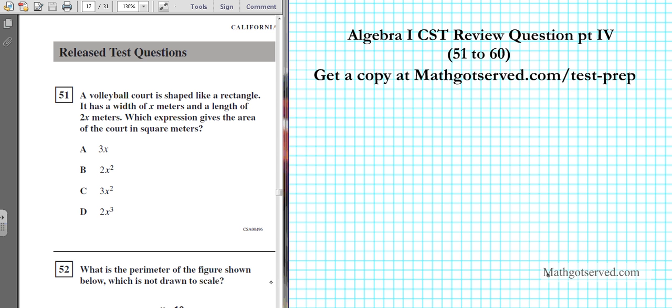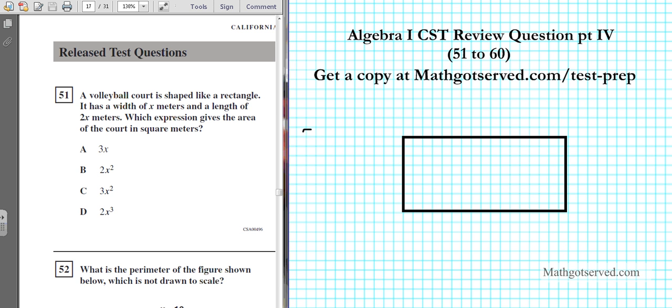So when given a verbal description of a geometric object, it's always good to make a sketch of the object and then label it so it can help us set up an equation that can resolve the problem, right? So we're looking for the area here of the rectangular court. So let's make a sketch, okay? We're dealing with a rectangle, the rectangle of the volleyball court.